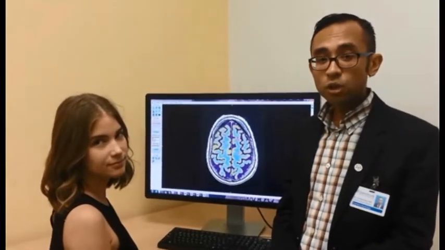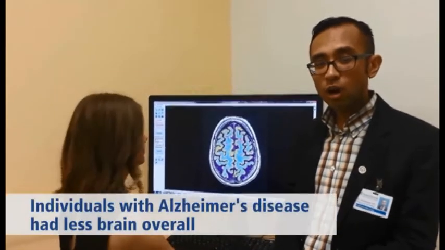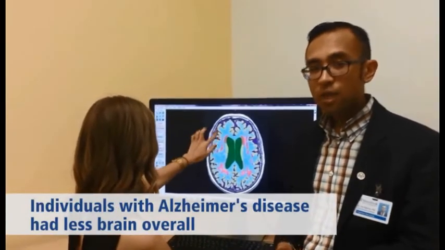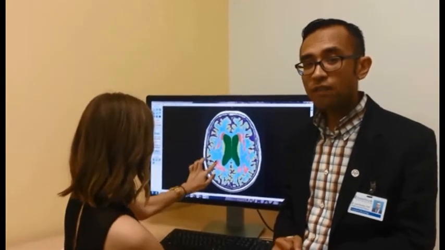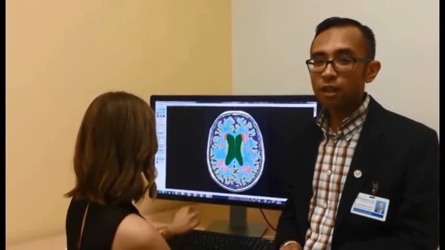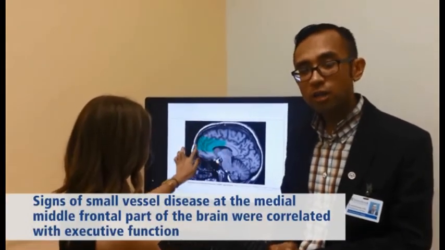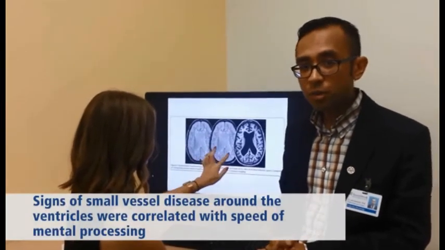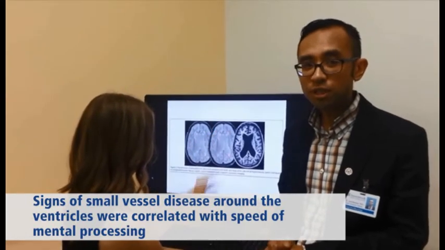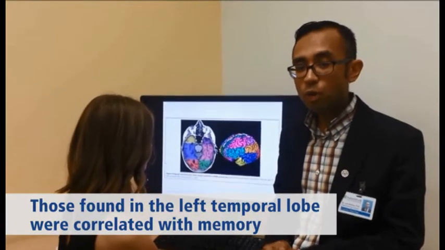Thanks, Alicia. After doing all of that, what we found was that the Alzheimer's disease patients had less brain overall. They had less gray matter, less white matter, but most importantly, they had more signs of small vessel disease and silent strokes than their healthy elderly counterparts. We also found that signs of small vessel disease around the medial middle frontal part of the brain were correlated with executive function. Signs around the ventricles were correlated with speed of mental processing, and those found in the left temporal part of the brain were correlated with memory.